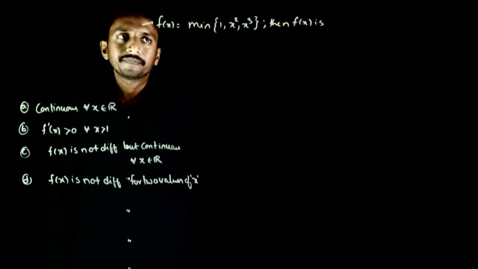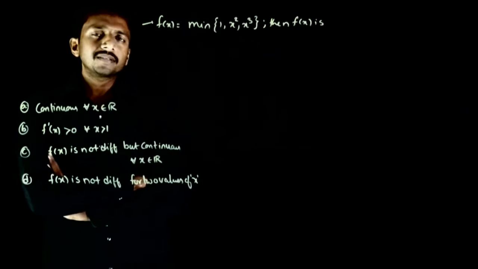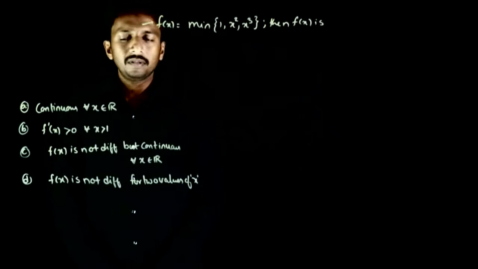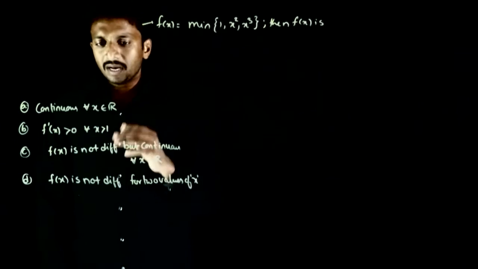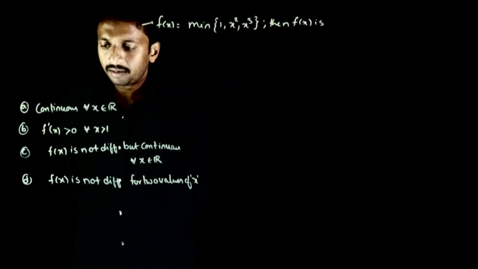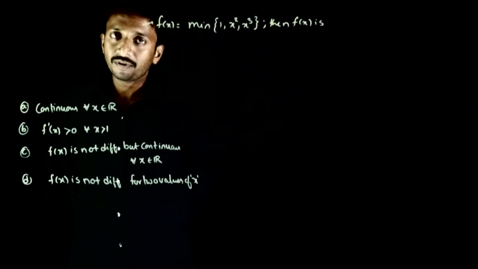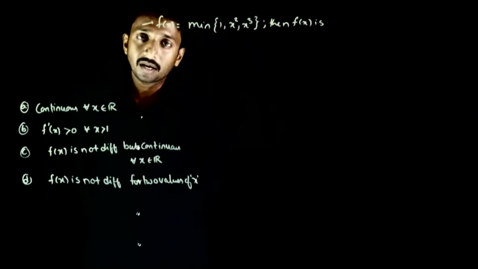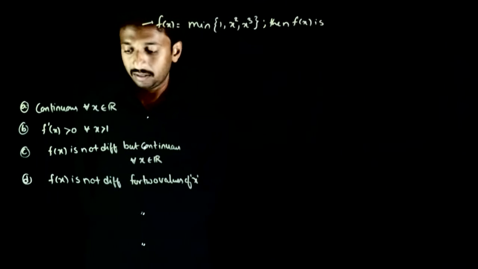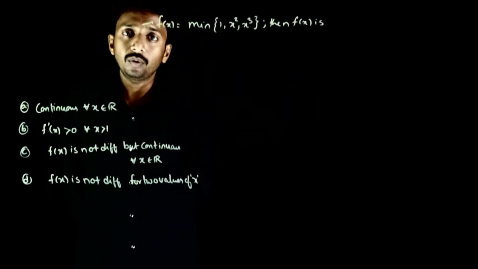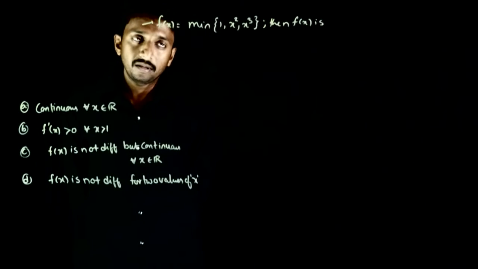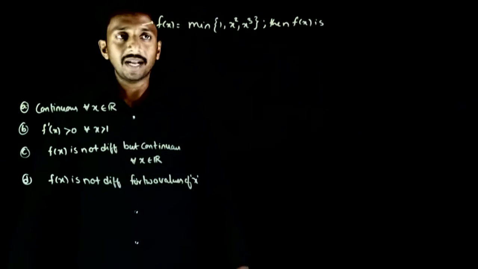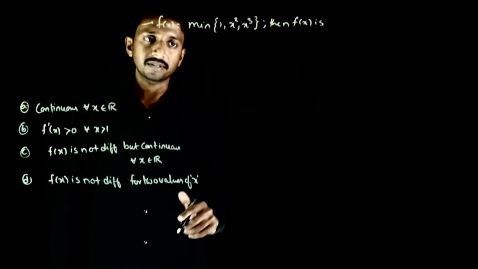So welcome students. इस क्वेश्चन में दिया है f of x is the minimum of 1, x square and x cube. Then f of x is continuous for all x belongs to R. F dash of x is greater than 0 for all x greater than 1. F of x is not differentiable but continuous for all x belongs to R. F of x is not differentiable at two values of x. So to decide which options are right, let us analyze this function f of x.